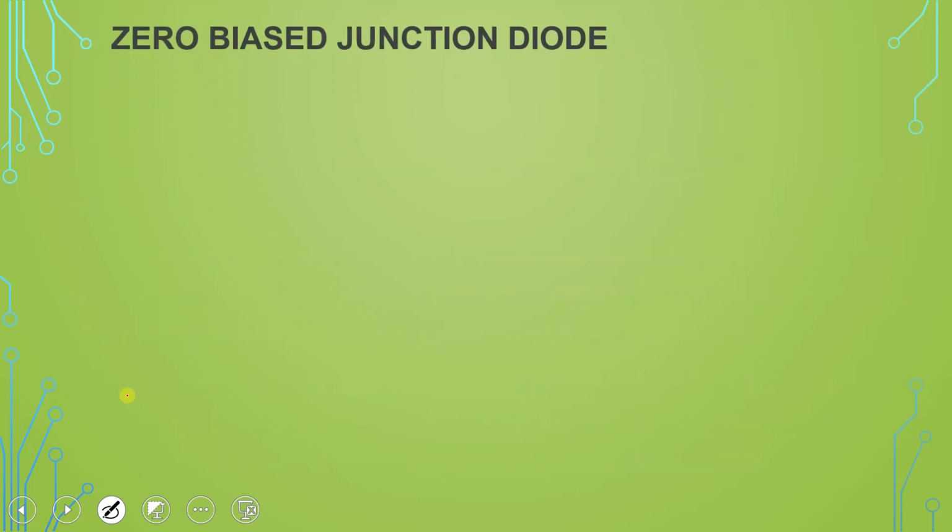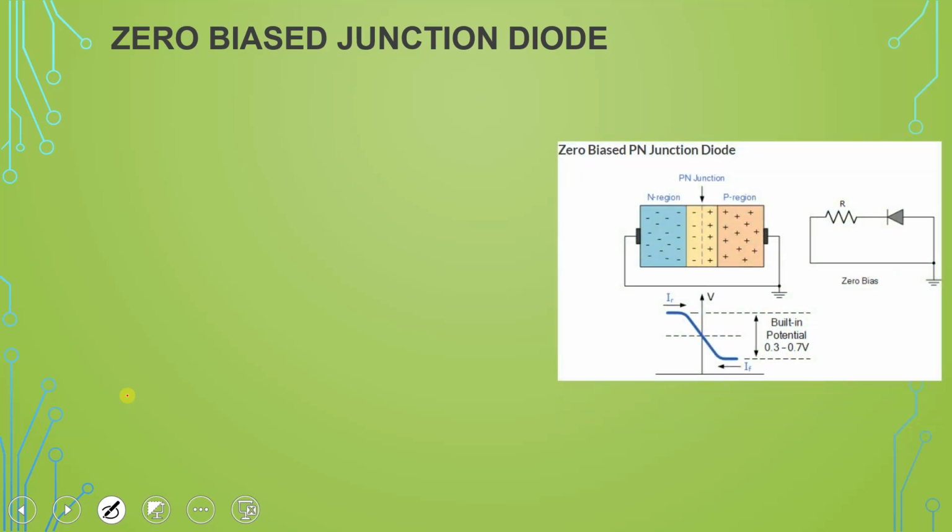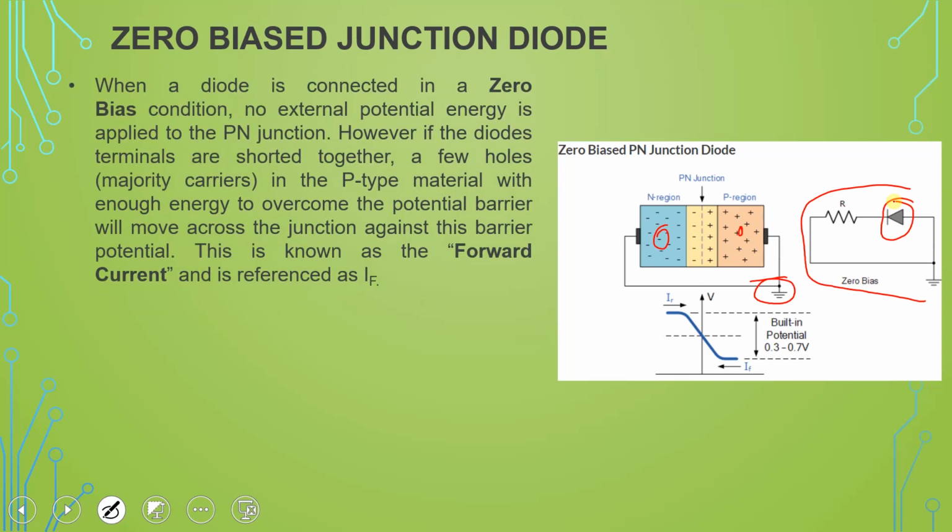Now we are discussing zero biasing in detail. As shown in this diagram, this is the N region and this is the P region, and there is zero biasing, no battery is connecting to this PN junction diode. This is the symbolic representation, the symbol for the diode, and here a resistance is connecting, and this is how the circuit is shown for the zero biasing. What do you mean by the zero biasing? When a diode is connecting in a zero bias condition, no external potential energy is applied to the PN junction. Here we do not have any voltage source across the terminals.